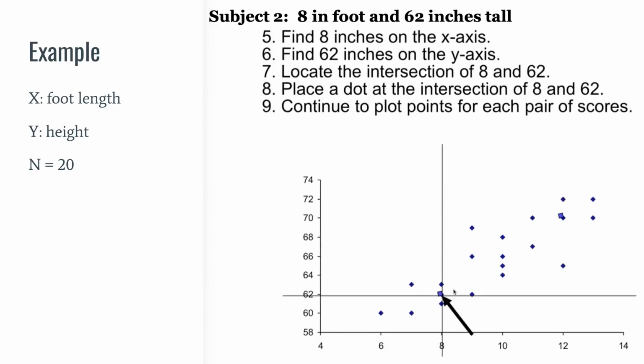Once you do that, here's another example. Find 8 inches on the x-axis, find 62 inches on the y-axis, and place a dot. And let's say this is the scatter plot of all 20 subjects.